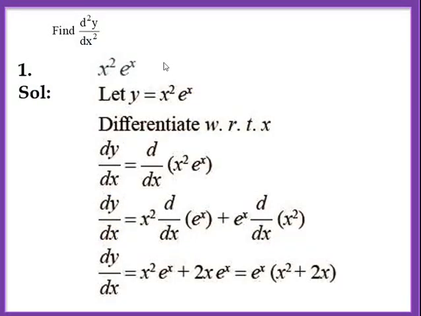Let us solve sums on second order derivative. We are asked to find d2y by dx square. The first function is y equal to x square e raised to x, differentiating both sides with respect to x. So what is derivative of x square e raised to x? First function x square into derivative of e raised to x plus second function e raised to x into derivative of x square, product rule. E raised to x has derivative e raised to x. What is derivative of x square? 2x. Now I have taken e raised to x common to get in bracket x square plus 2x.